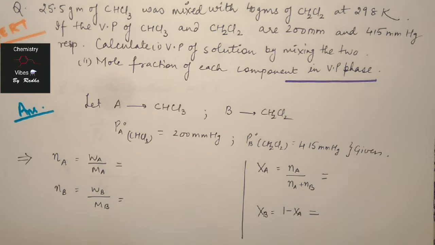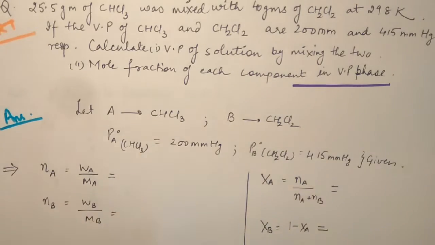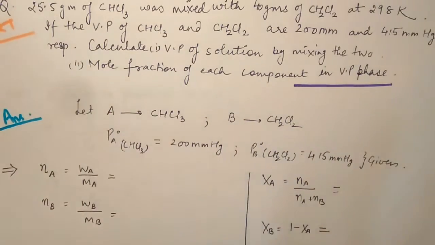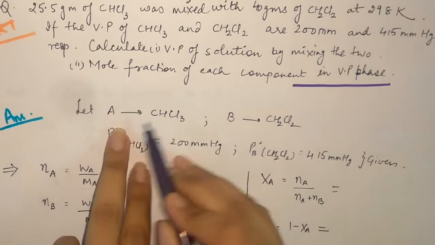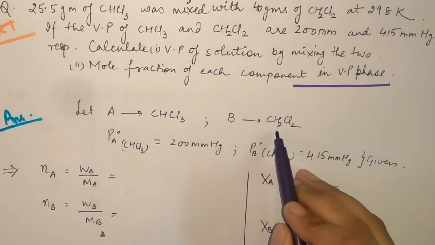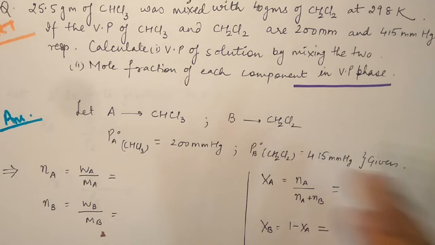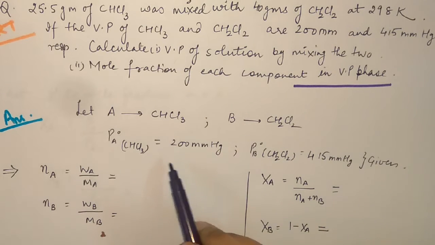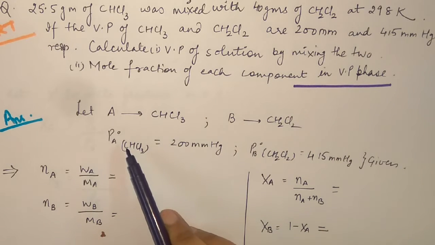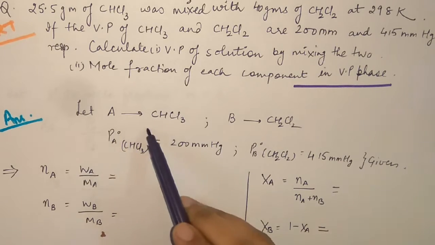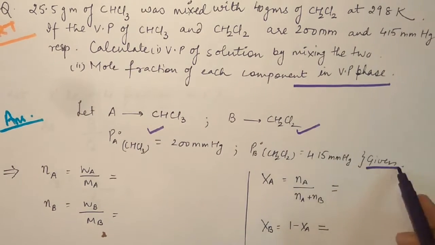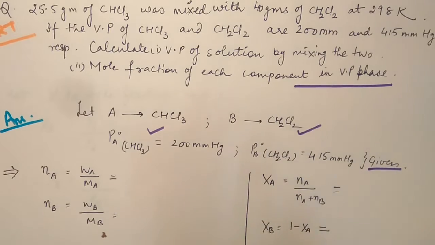First, pause the video and try to solve it on your own, then we'll do the solution. Let's see the solution. Firstly, we'll write the data whatever is given. Here we are assuming that CHCl3, chloroform, we'll call A in this question, and CH2Cl2, we'll call B from now on. This is the vapor pressure of CHCl3, this is PA naught. PA naught means the pure state. These are the pure state vapor pressures which are given in the question.